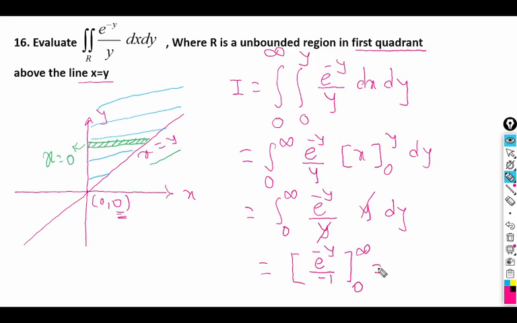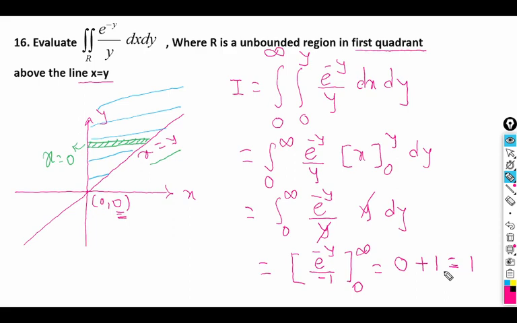Let me put the upper limit e raised to minus infinity. Remember, e raised to minus infinity is 0, and e raised to 0 is 1. The lower limit has a minus sign, and this denominator is a minus, so minus minus plus. So the final answer of the integral is just 1. 1 is the answer.